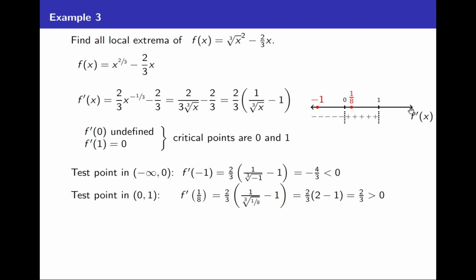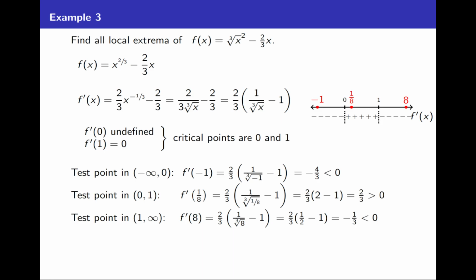One more interval to do. Let's take a perfect cube over in this last interval from 1 to infinity. And 8 would be a good number to pick because we know the cube root of 8, it's easy to compute, it's 2. So we'll compute f prime of 8. And that's 2/3, 1 over the cube root of 8 minus 1. 2/3 times 1/2 minus 1. And that's -1/3, and that's less than 0. It's negative. So that means f prime is negative on this last interval.